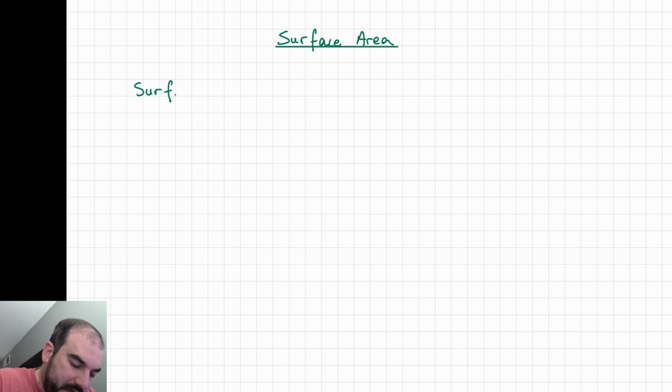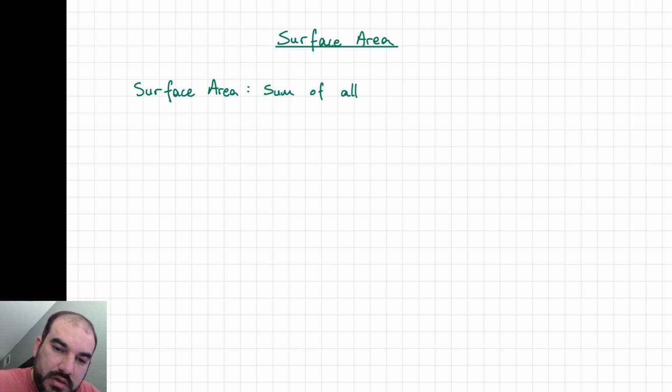So first thing I'm going to say is that surface area as an idea is the sum of all the areas, and we know how to calculate areas of two-dimensional figures from last class. So this is going to be the sum of all areas of all exposed surfaces.